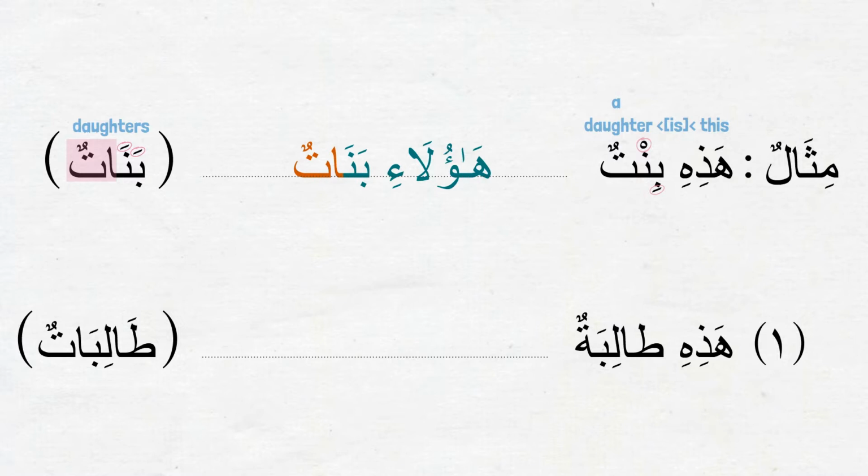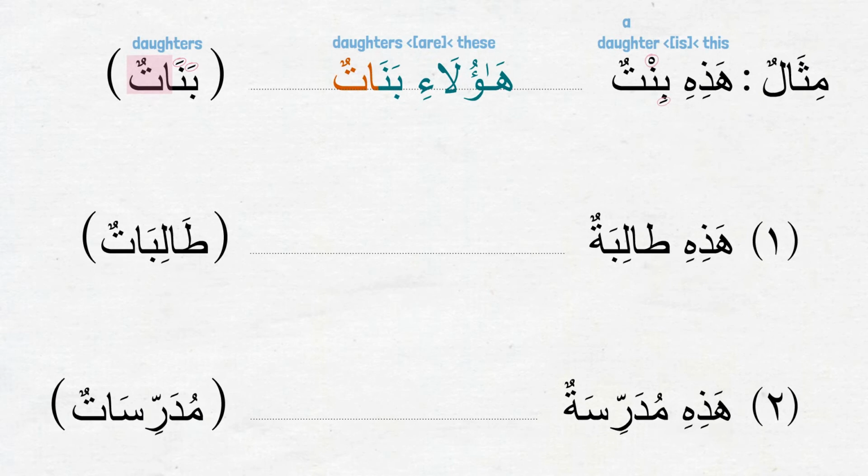To say these are daughters, the plural form of the ismul ishara هؤلاء is used. The transformed sentence with plurals is هؤلاء banatun. These are daughters, or these are girls. The next few sentences involve jam'ul mu'annath salim. Let's convert them to plural forms.